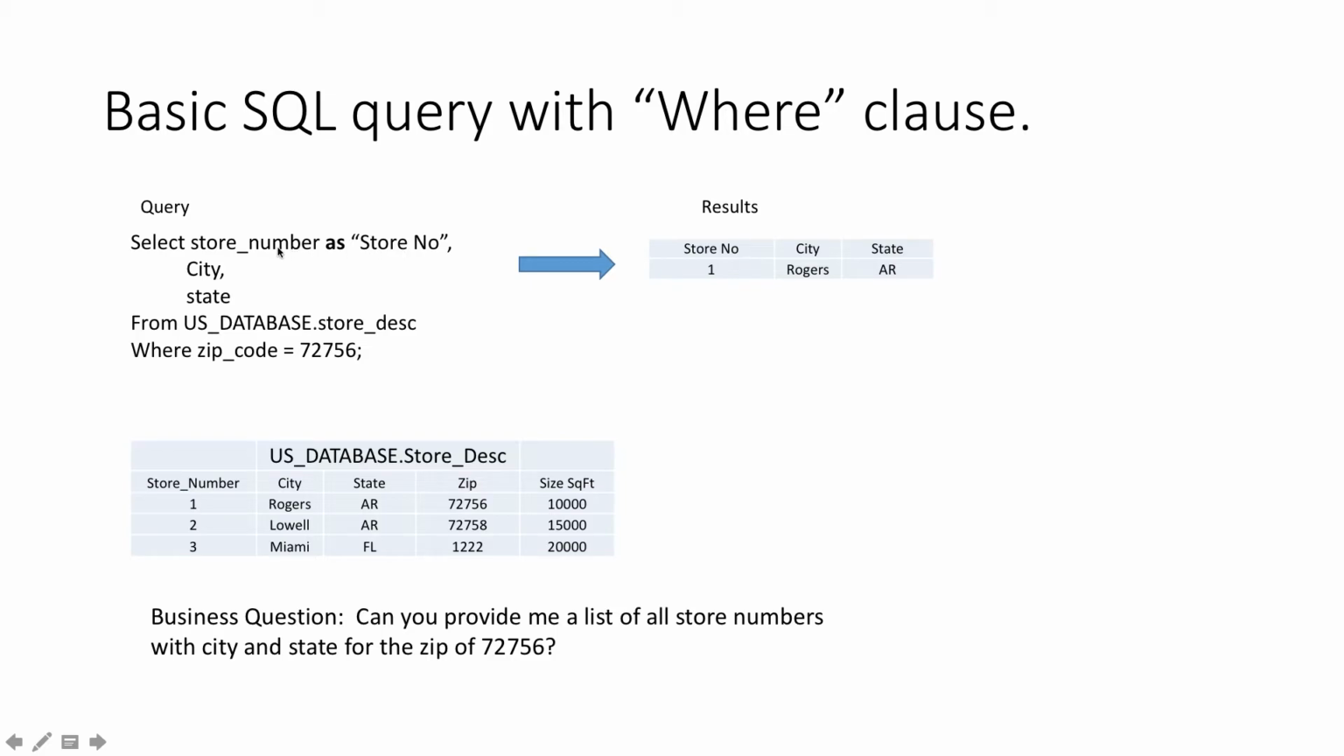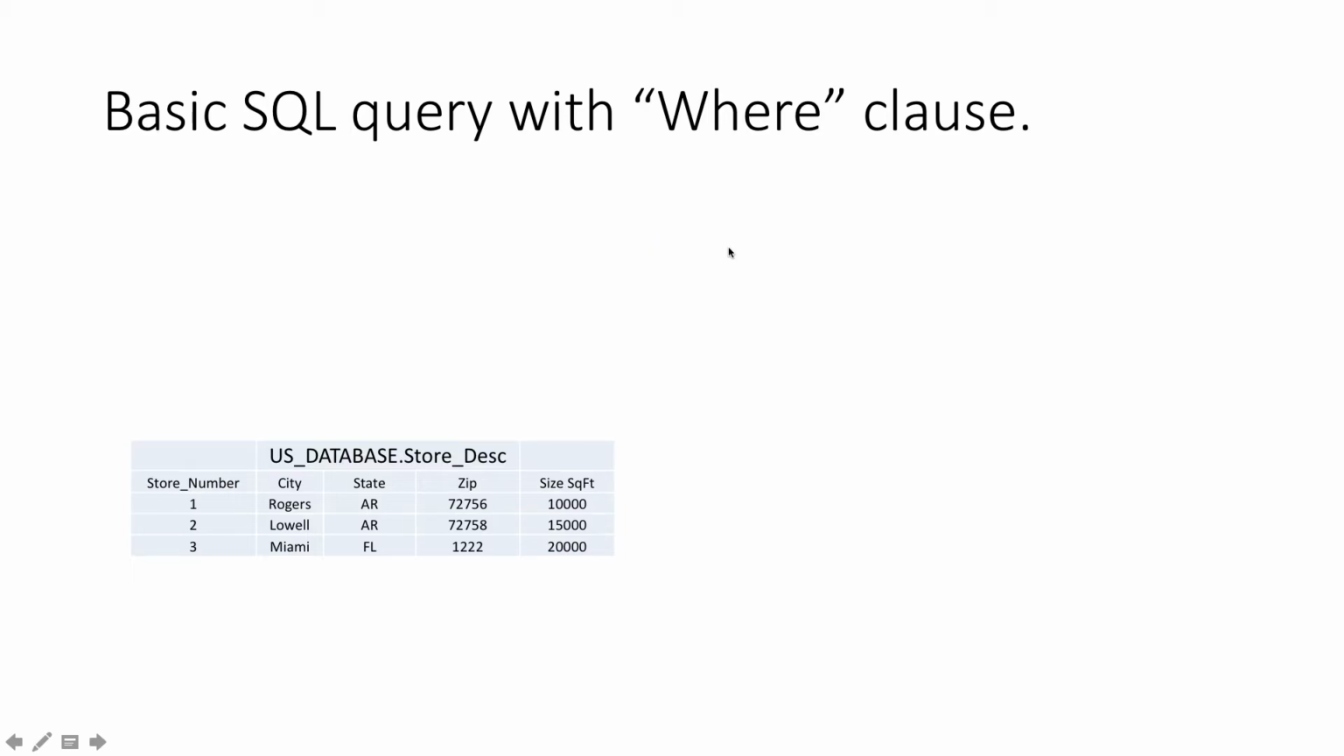Now, sometimes we'll have a column name that is not what we actually want to return in the result set. And this is what the as keyword will allow us to do. It will allow us to rename the column. So we rename this store number column as store NO here, and that's what's going to be returned in our result set.